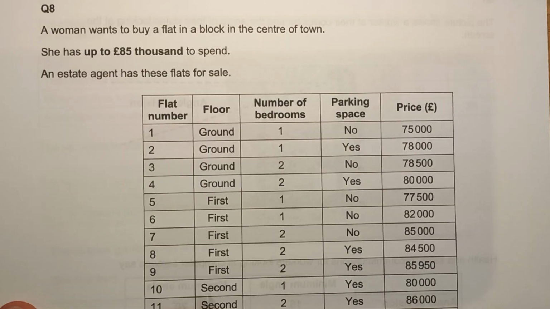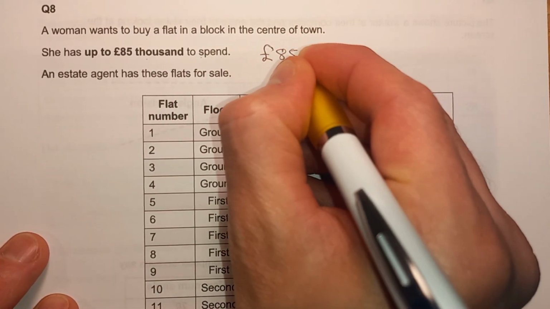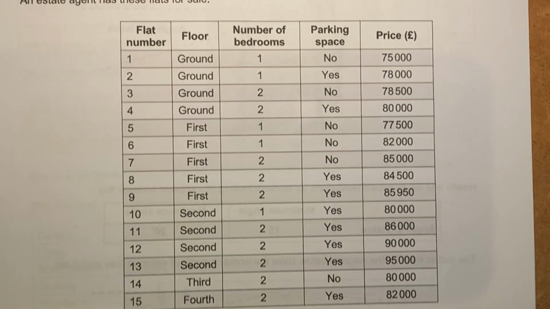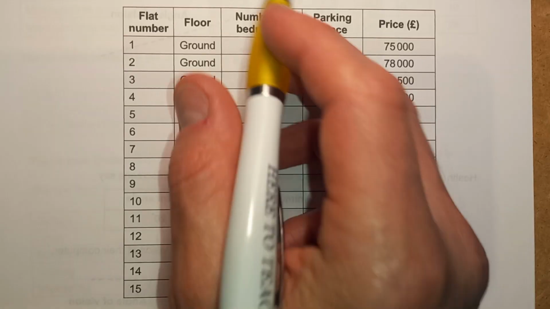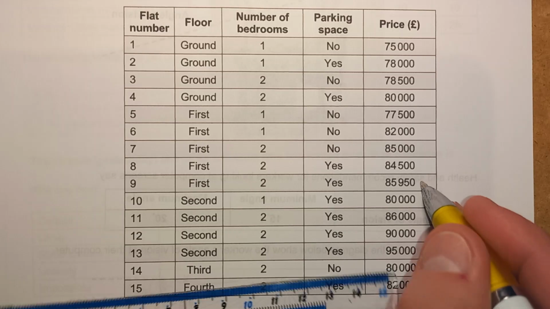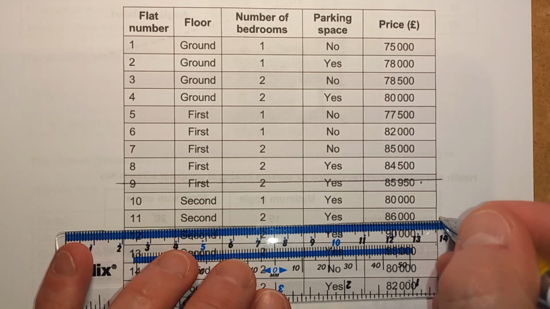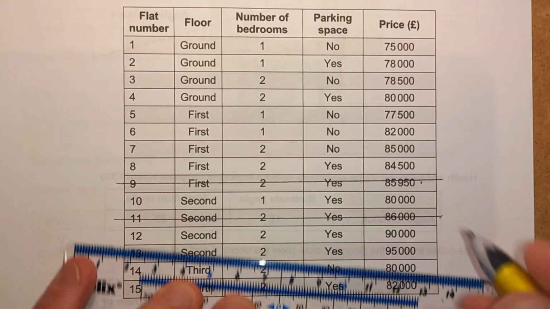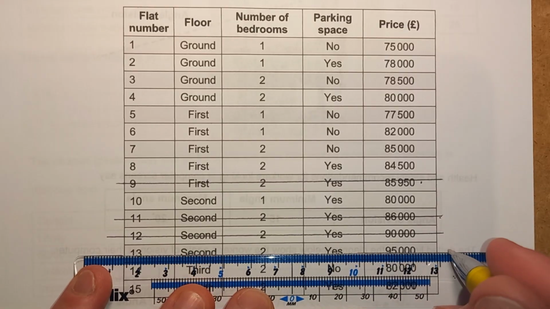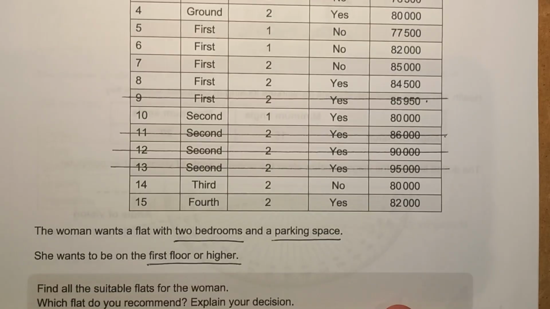The first one was that she has up to 85,000 to spend. So I'm going to write that in digits, 85,000. I'm going to go through each of these, and anything which is more than 85,000 she can't afford. So these would all be all right. This one's going to be too much, so ignore that. So is this one. 86, 90,000 is going to be too expensive, and 95,000. The others are okay. Now, what was the next condition?